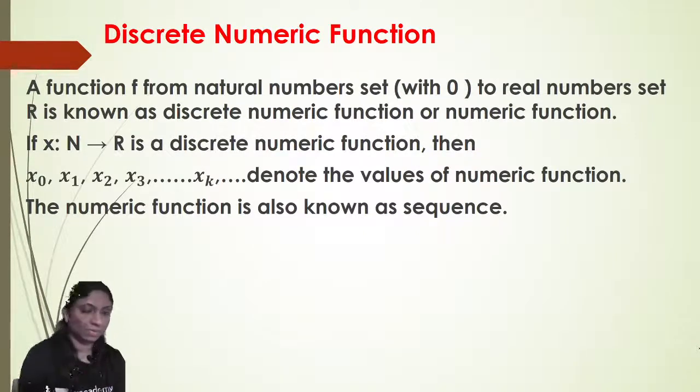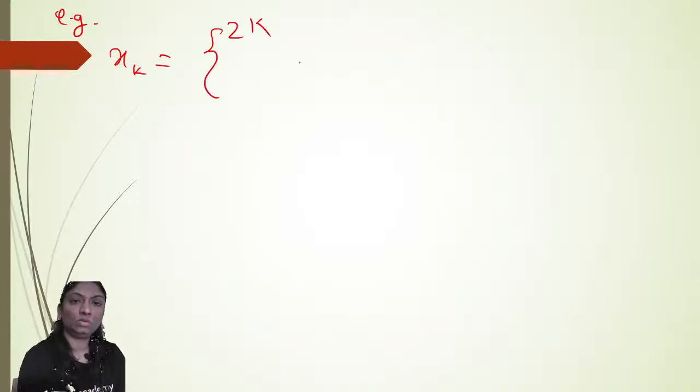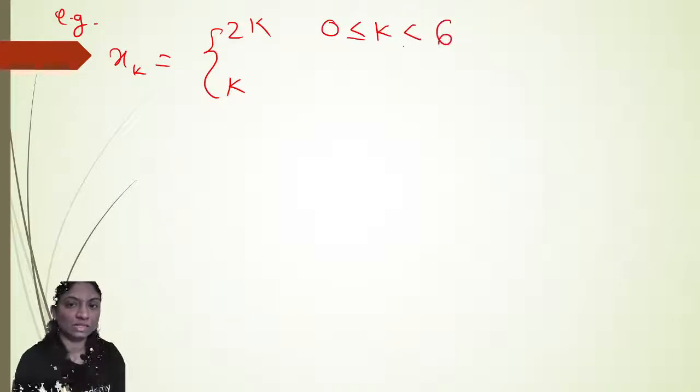Now see the example. For example, here xk is equal to 2 raised to k when 0 is less than or equal to k less than 6, and k when k is greater than or equal to 7. Take this example on the next page.